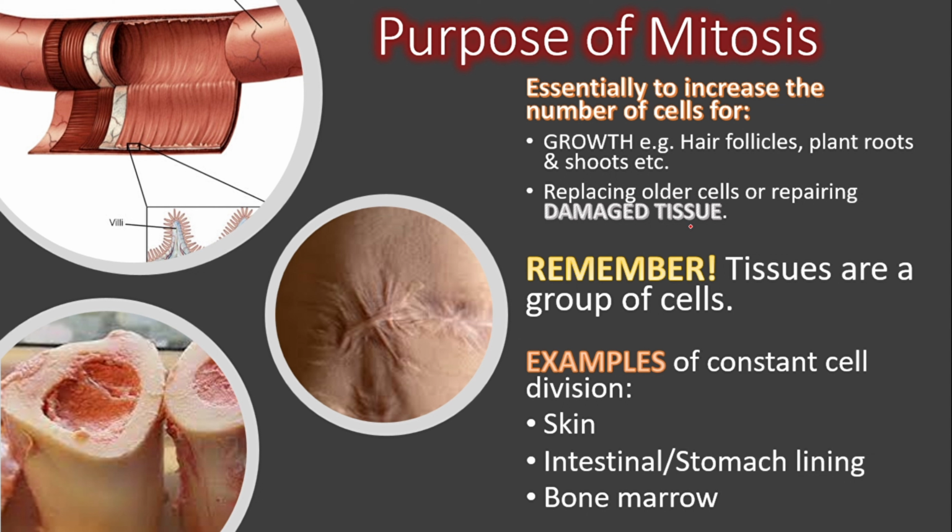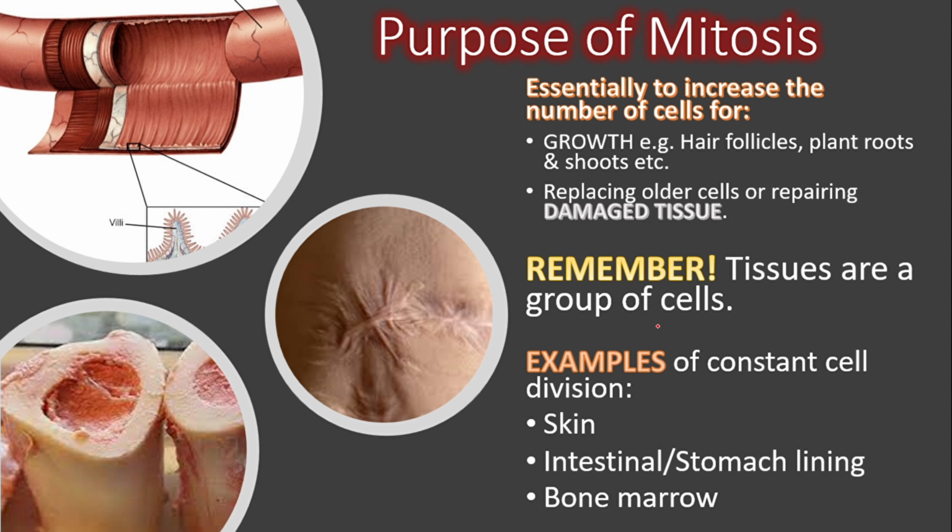Any tissue in your body, whether it's on the surface of your skin, for example over here, is able to repair itself, and that's all because of the miraculous process of mitosis. Tissues are a group of cells. We need to remember that everything starts with the cells, and a group of cells are then called tissues, and we have different tissues for different functions.